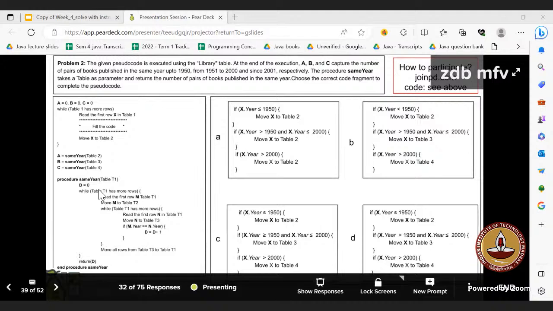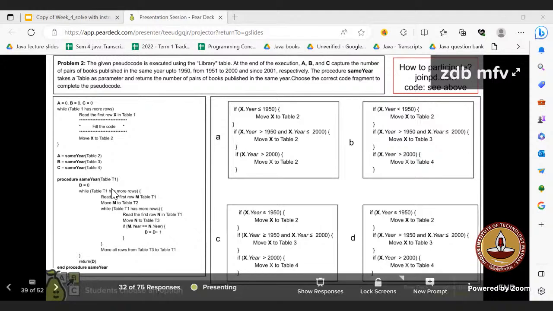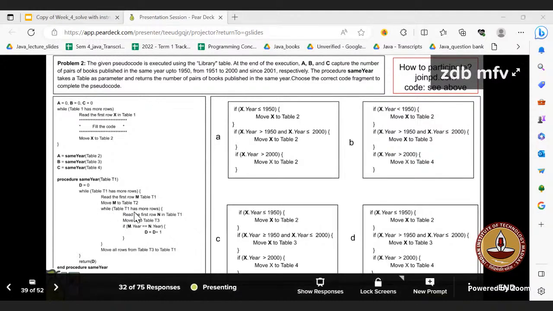We are just naming table 2 as table T1, and you are reading the first row from table T1. That means you read the first row of table 2 and move that to table T2. You are moving that first row to a different table, and then you read the same table T1, after removing the first row. So the first row is removed, then the second row will be read as the top row in the inner while loop, and you move that to a different table T3. So M equal to N dot E.